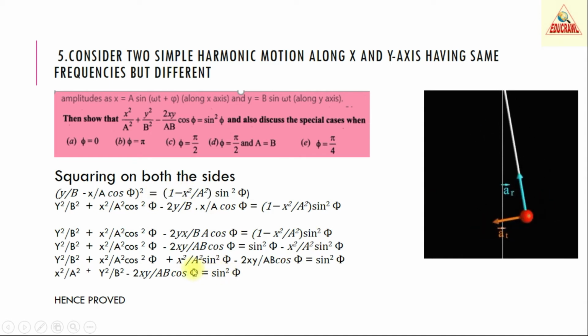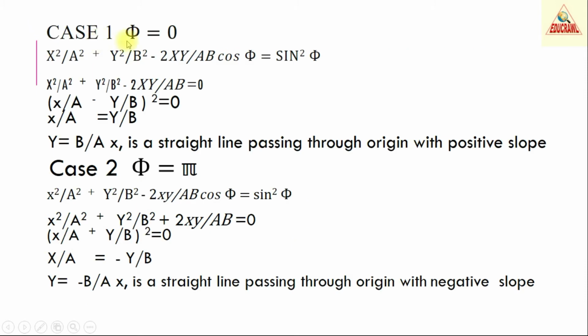Now let us substitute the cases. 5 cases are there. These 5 cases we are going to substitute in this last expression. Case 1. In case 1, phi is equal to 0. So if you substitute the angle phi is equal to 0 in this expression, cos 0 is equal to 1 and sin 0 the whole squared is equal to 0. So substituting, we get x squared by a squared plus y squared by b squared minus 2xy divided by ab is equal to 0.